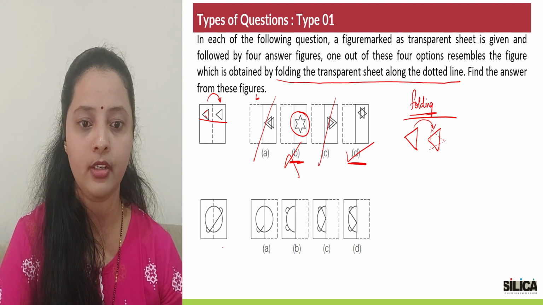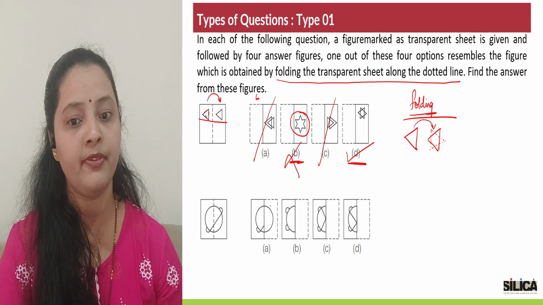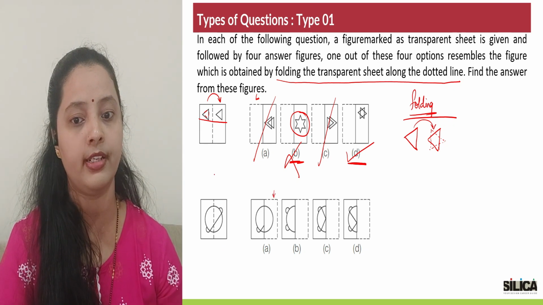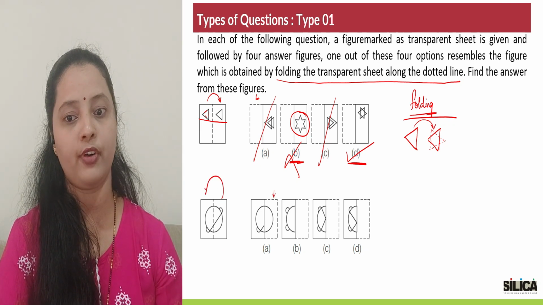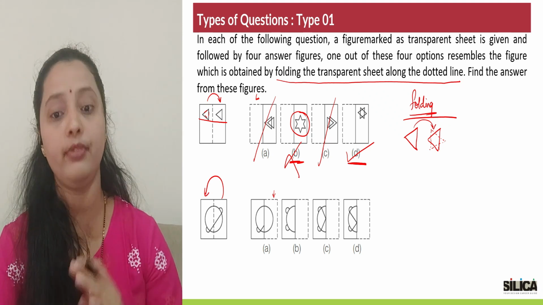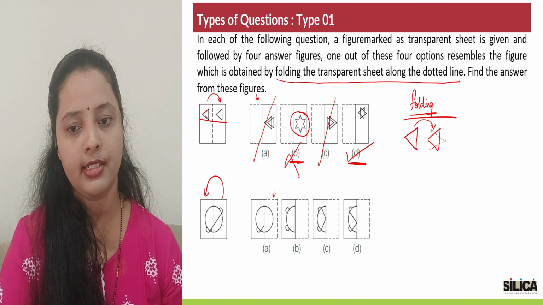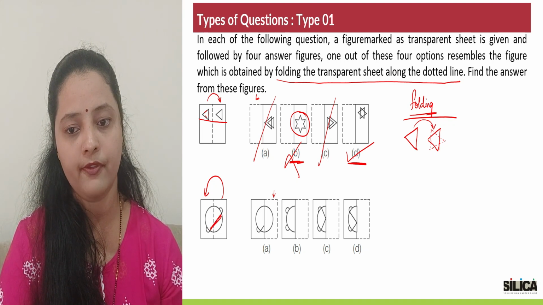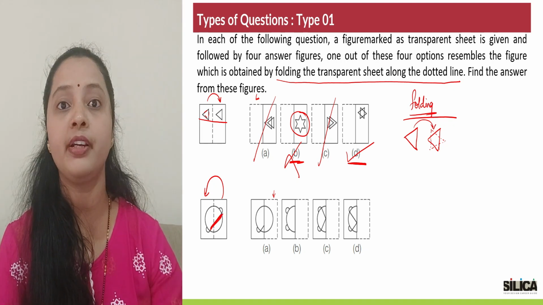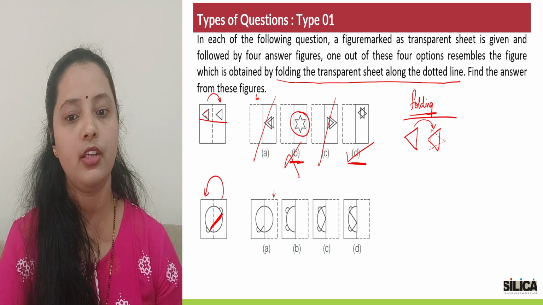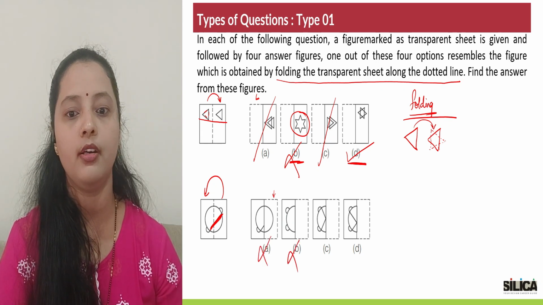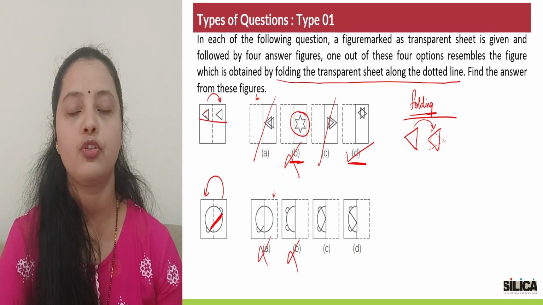Now again, in the second question that is there, how is the paper folded? The dotted line is on the right hand side. So the paper is folded from right to left. Now right to left, when I am folding, obviously when this line that you see for the circle, it will get imprinted on the left hand side. If you see in option A and option B, that line is not present at all. So obviously they are gone.